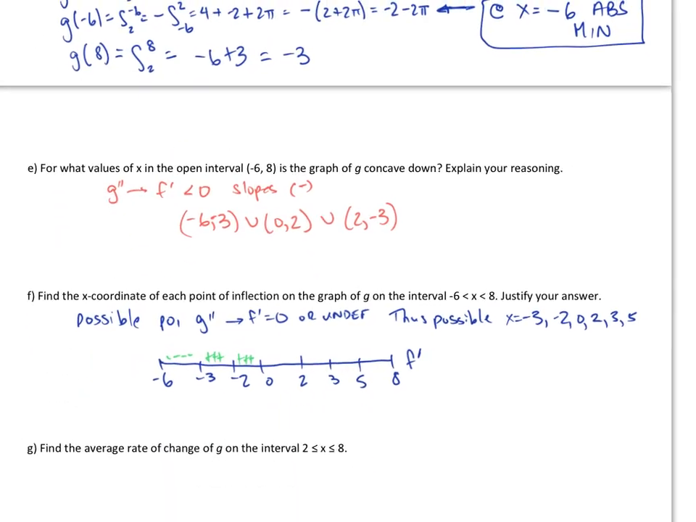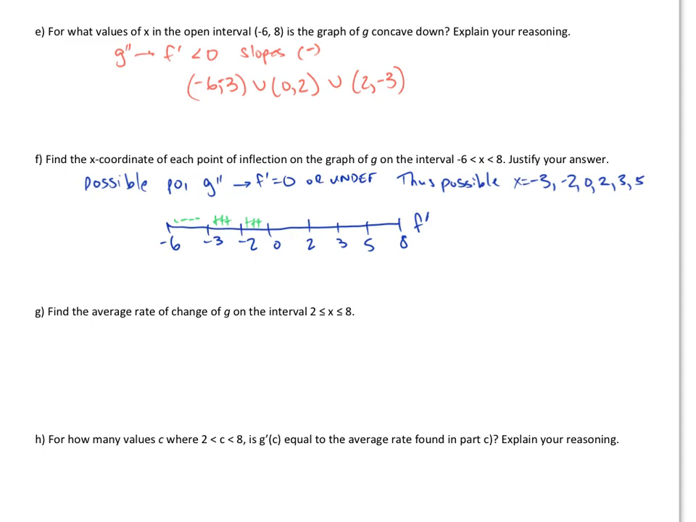Let's finish this up. Over here, from 0 to 2, negatives again, from 2 to 3, negatives, from 3 to 5, positives, and then from 5 to 8, these are positives. So I'm looking for the sign to change. I need a sign change in the slope. And where does that happen?